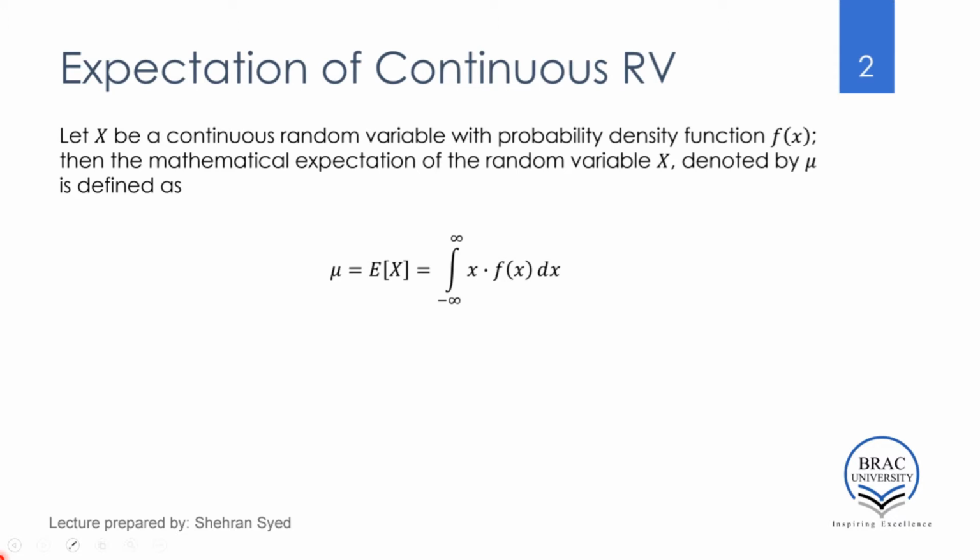So, what is the definition of the expectation of a continuous random variable? If x is a continuous random variable with probability density function f of x, then the mathematical expectation of the random variable x, which can be denoted by mu, is defined as the integration of x times f of x dx over the limit negative infinity to positive infinity. Note that negative infinity to positive infinity basically indicates the smallest to the largest value that the random variable x can take.